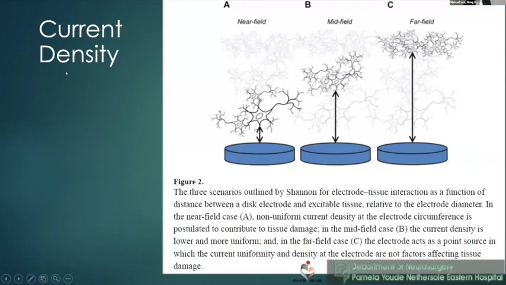Current density is actually different from charge density. It has a near field, where this is the stimulation electrode. In the near field, you are closer to the source of stimulation and it is more asymmetrical. For the far field, you see that the charge would be more symmetrical and uniform. So this is what we mean by current density. It's different from charge density.